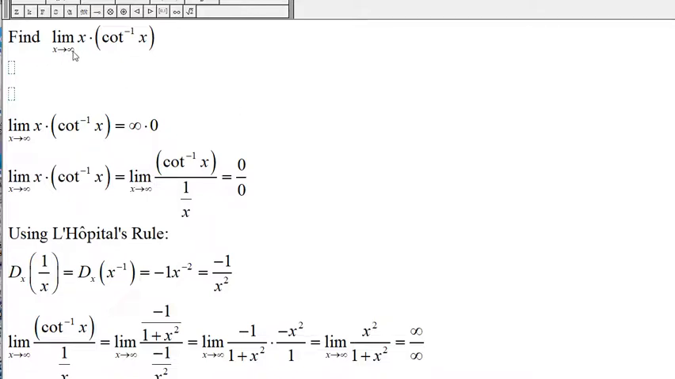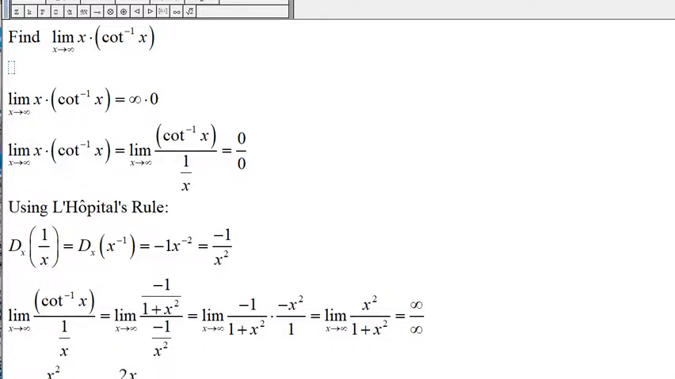Here we want to find the limit of x times cotangent inverse of x as x approaches infinity. So as x approaches infinity, we get infinity, and then for cotangent inverse of x, this approaches 0 as x approaches infinity.